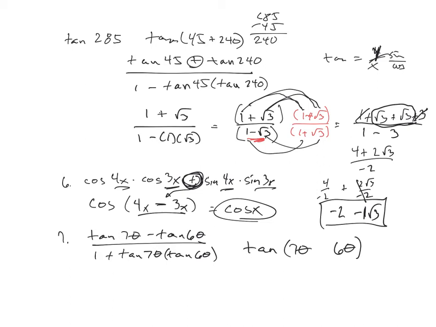Theta is just a variable. Whatever the sign is on top, it will match what goes in here. So just subtract 7 minus 6, and we get the tangent of theta.